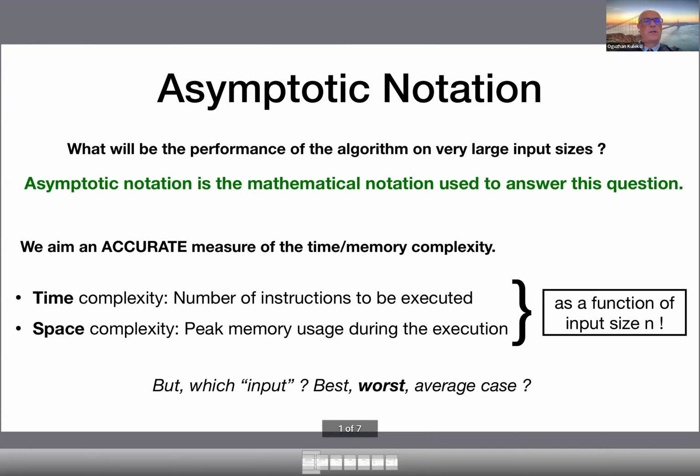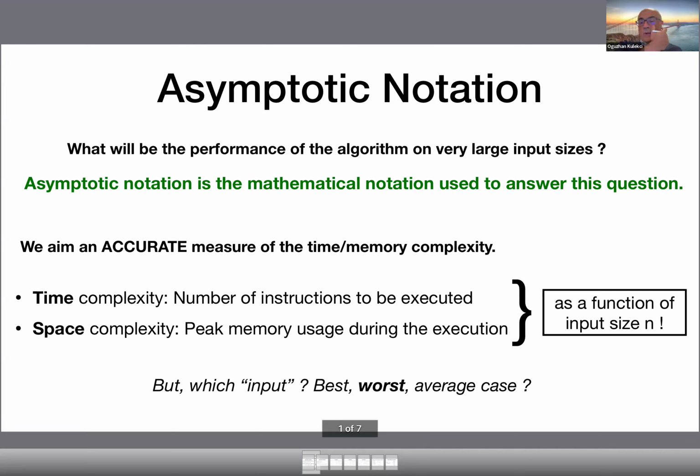Just to remember, we aim for an accurate measure of the time and memory complexity of an algorithm. With the time complexity, we would like to come up with a function in the input size, and it will provide me the number of instructions to be executed. I will have another function that will be the space complexity, and it will tell me the peak memory usage during the execution when this algorithm is run with an input size of n.